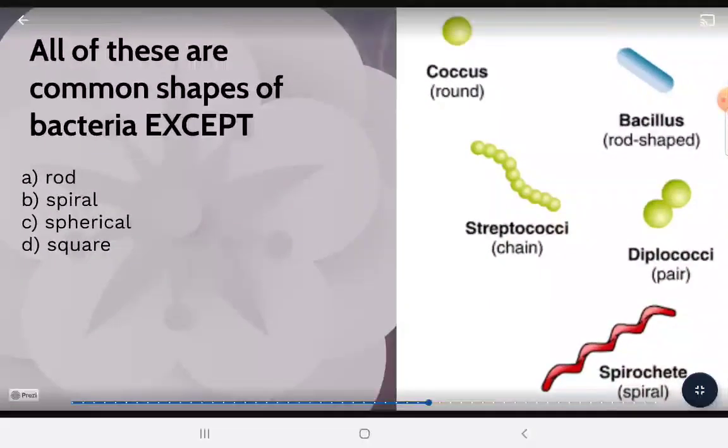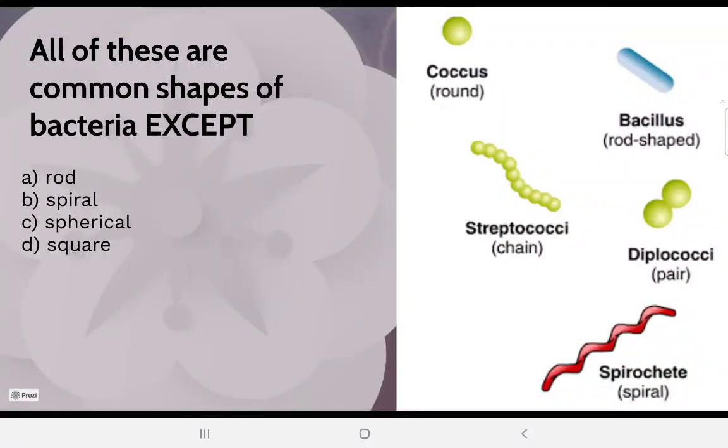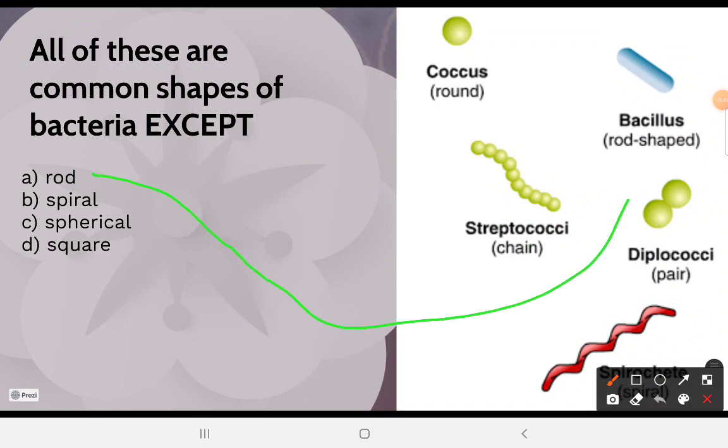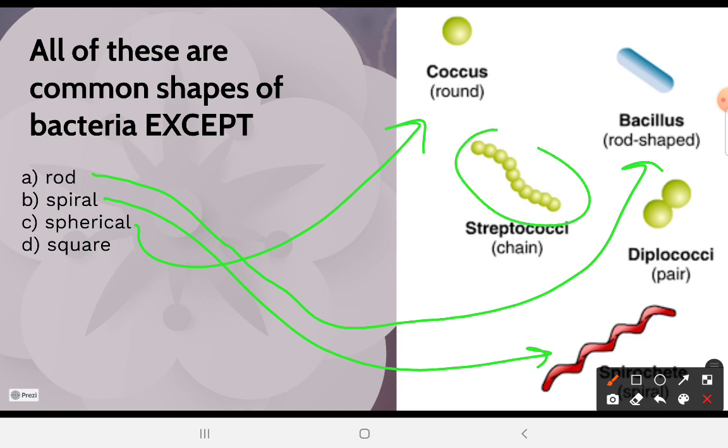Number 10. All of these are common shapes except what? So we have rods, sure enough, and that would be here. We call that bacillus. Another bacteria shape could be spiral. We call that spirillus. And then we have spherical or round, which is coccus. And all of these can be in a line, and we call that strep. So streptococcus would be a circular bacteria in a line.